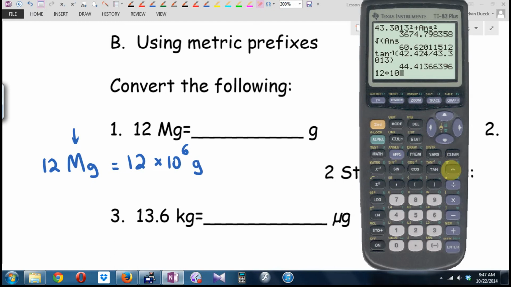It's a Calais if you want the fancy thing. It looks like that, 6. And if you press equals, you should find that you get a 12 followed by 6 zeros, which you might have been able to do in your head.